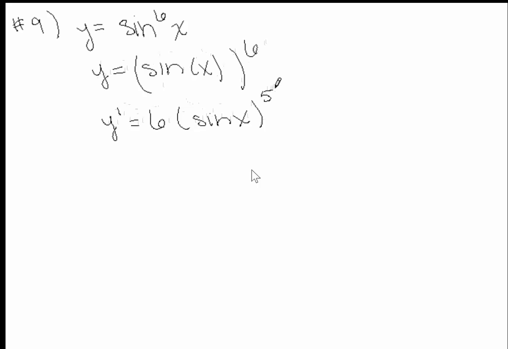Now we have to deal with the middle. So now we're looking just at sine of x. The derivative of sine is cosine x. So we multiply by cosine x. So my derivative is 6 times sine of x, all to the 5th power, times cosine x. Let's try another one.